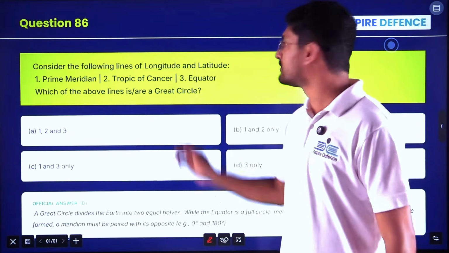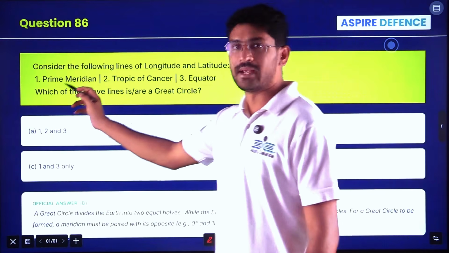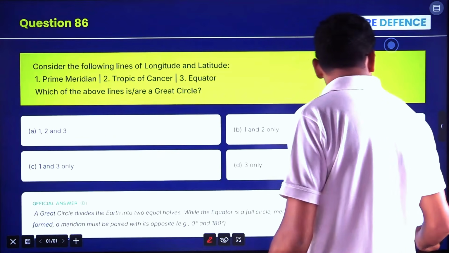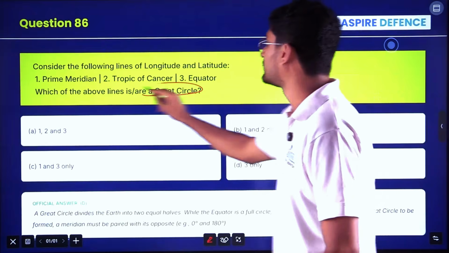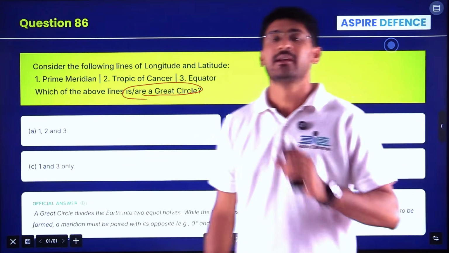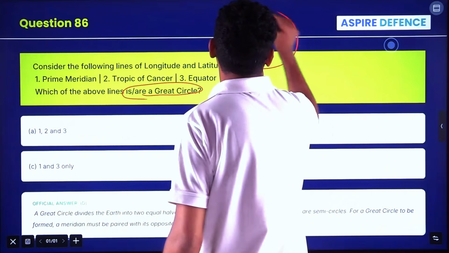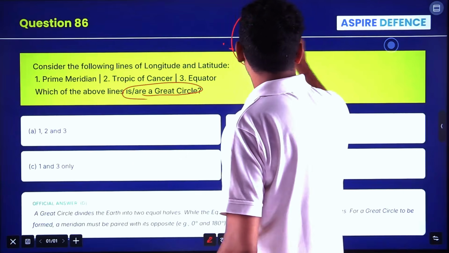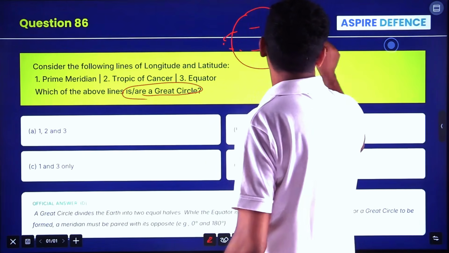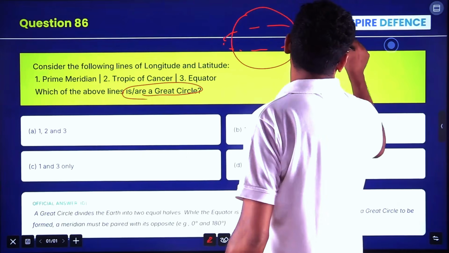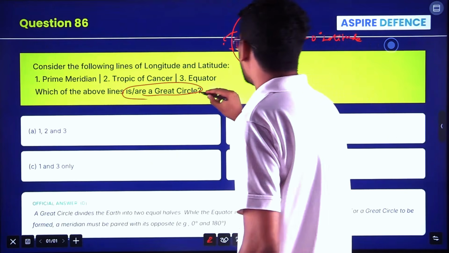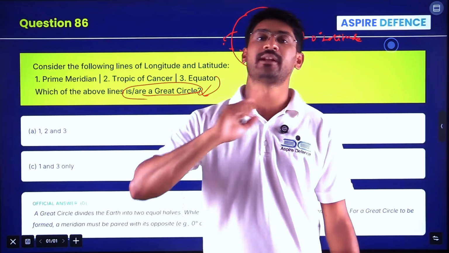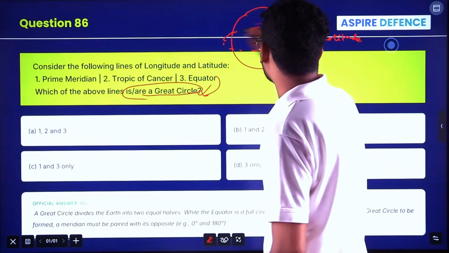Consider the following lines of longitude and latitude: prime meridian, Tropic of Cancer, equator. Which of the above lines is a great circle, it is asking. What is a great circle? A great circle is one that travels completely around the Earth. For example, the equator is at 0 degree latitude. It's a great circle because it covers the Earth's circumference completely, 360 degrees.